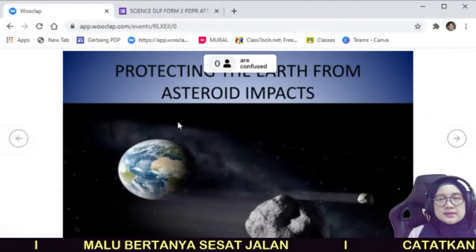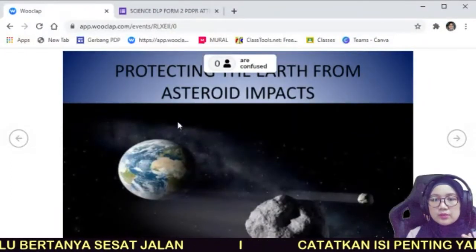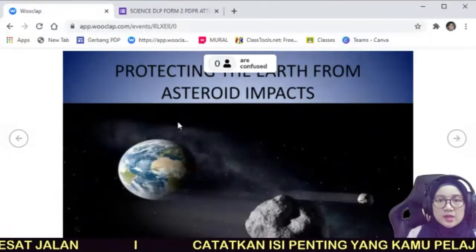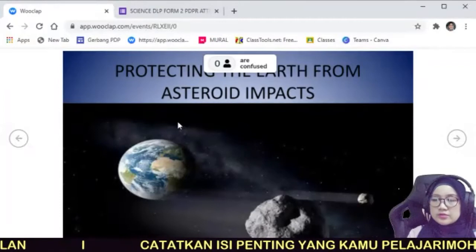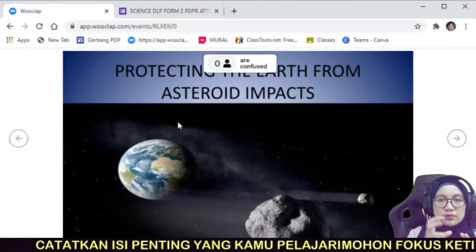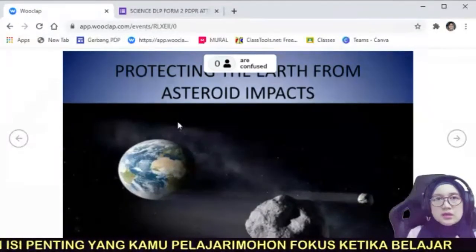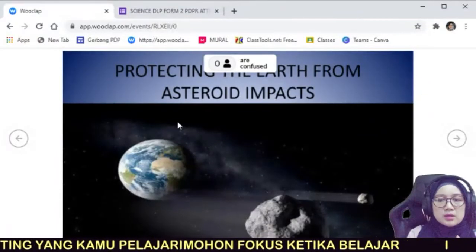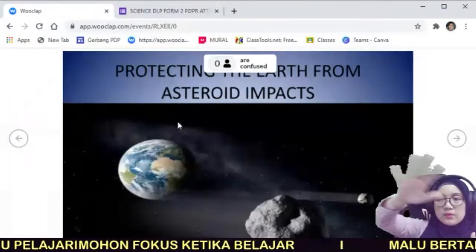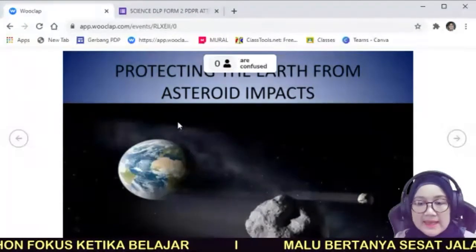We can't predict where the asteroid will hit the Earth, how big the asteroid is, and so on. The only thing we can do is study the asteroid once it comes into our atmosphere, and also when it comes near to our ISS.